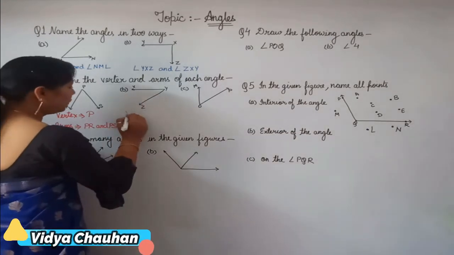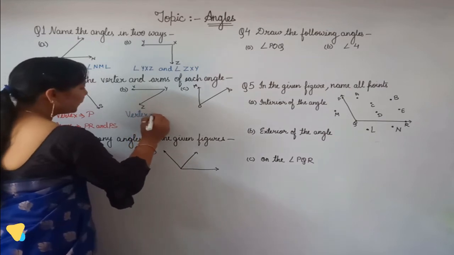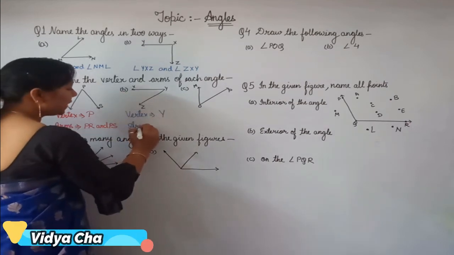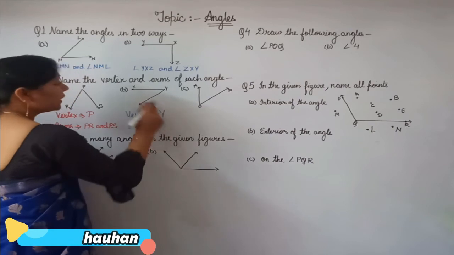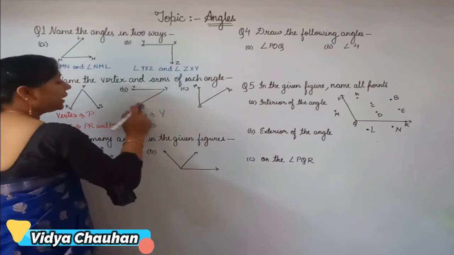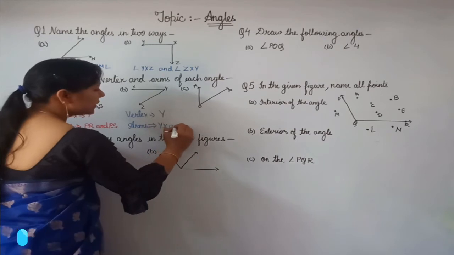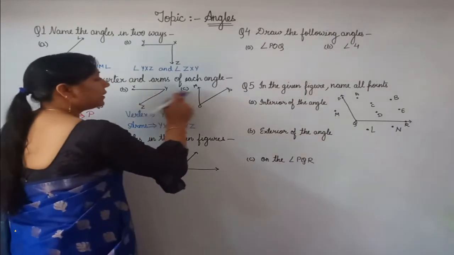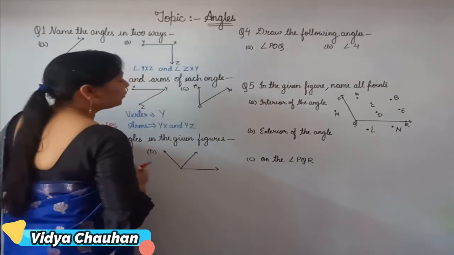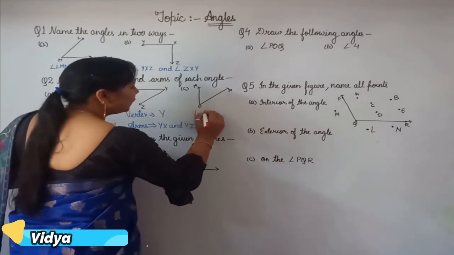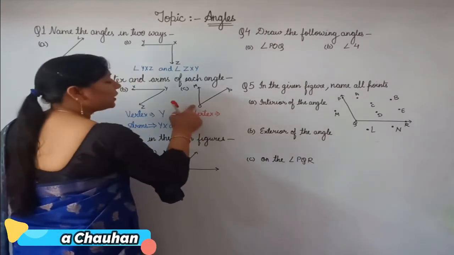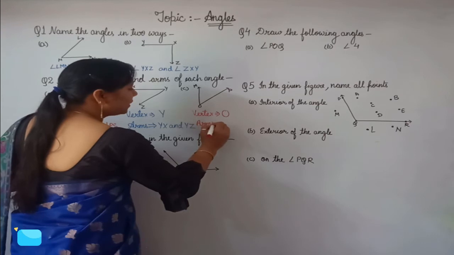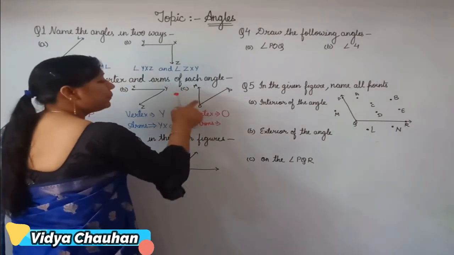Similarly, now for the second one, what is the vertex? Vertex means the common point, and that is Y. So what are the two arms for the second figure? The two arms are YX and YZ. These are the two arms of the given angle. Coming to the third figure, in which once again you have to write its vertex and the arms. Very first, writing up its vertex. What is the vertex of the angle? Vertex is O. And what are the arms of the given angle? The arms are OM and OP.